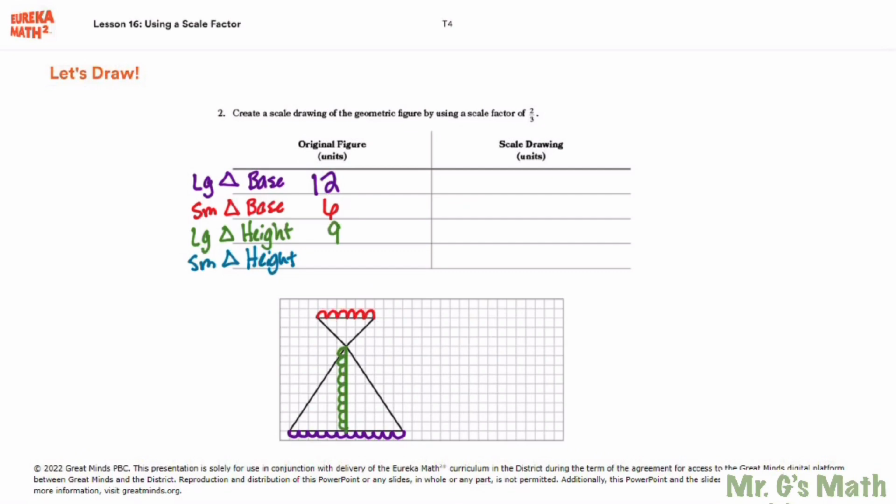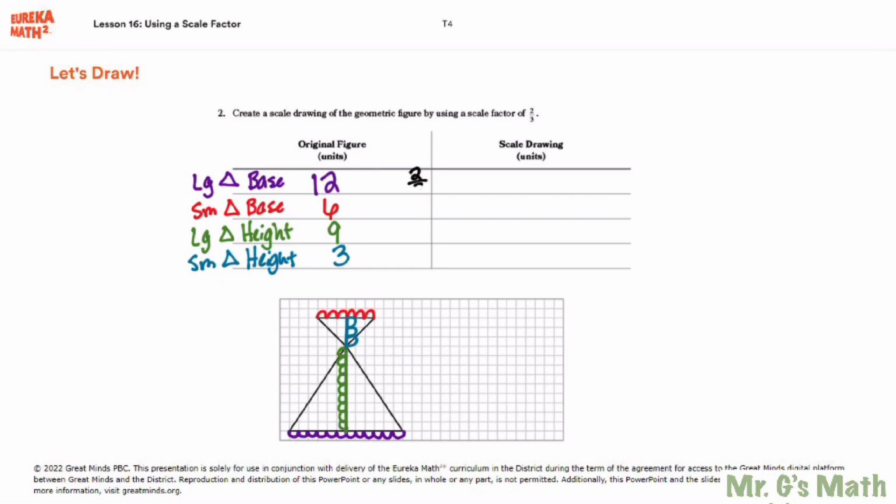Then we're going to go ahead and draw the height of the small triangle. So it's going to be right here. And I'm going to go ahead and count that one as well. So 1, 2, 3. Okay, yep. So now we need that constant. What is that constant of proportionality again? Or that scale factor? 2/3.